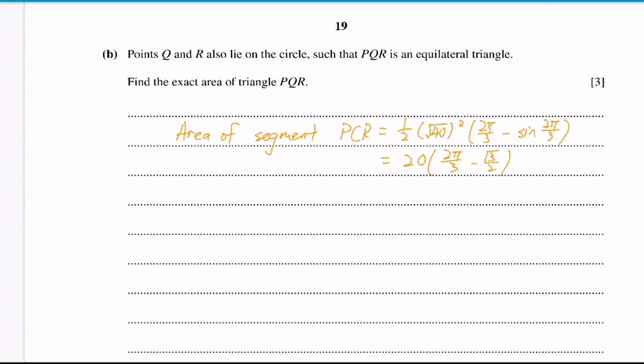So basically the whole area of the triangle PQR is just 3 times this, which is 60 times 2 pi over 3 minus root 3 over 2. You can simplify that, so you get 40 pi minus 30 root 3 from there. I guess this is one of the possible ways for us to find the area of the triangle here without doing much work.